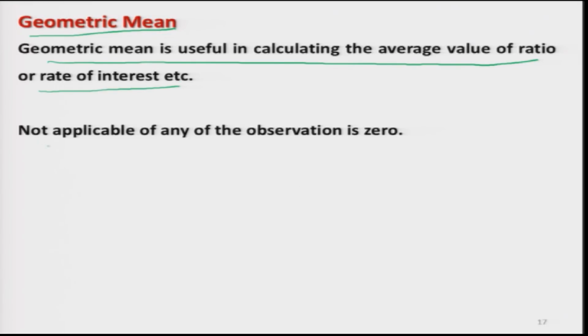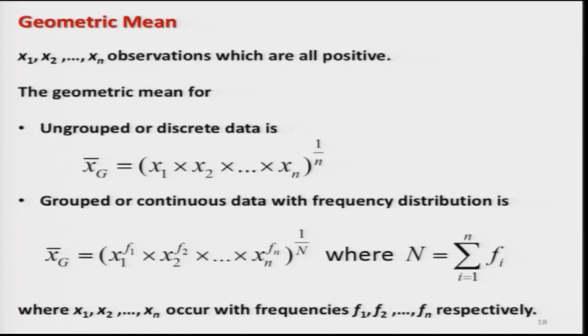And this geometric mean is not really applicable when any of the observations is 0. Why? This is going to be clear from the definition of the geometric mean. So, one condition in geometric mean is that all the observations should be positive. So, let x1, x2, xn be the n observations which are all greater than 0. Now, these observations can be on a discrete variable or an ungrouped data set, or they can be data on a continuous variable and may create a grouped data.